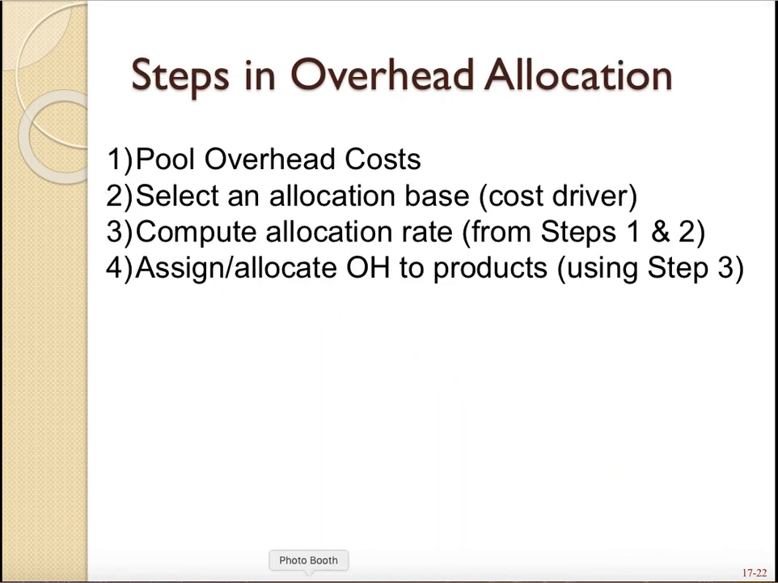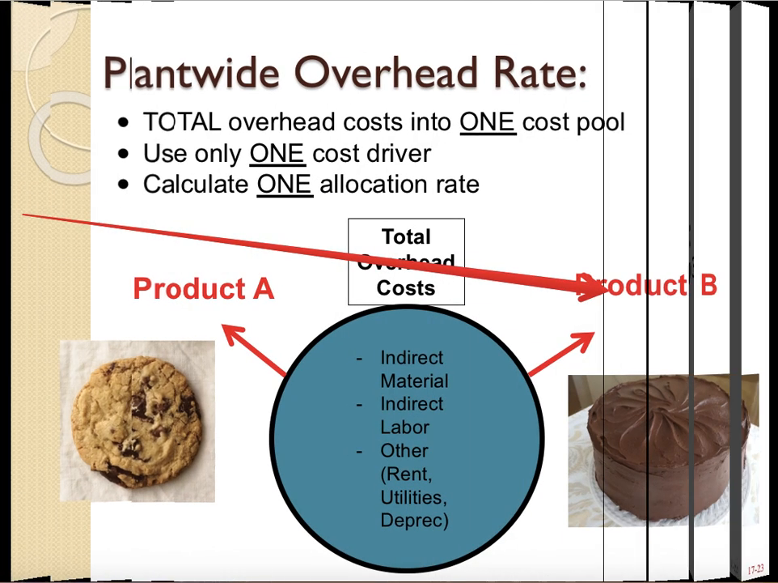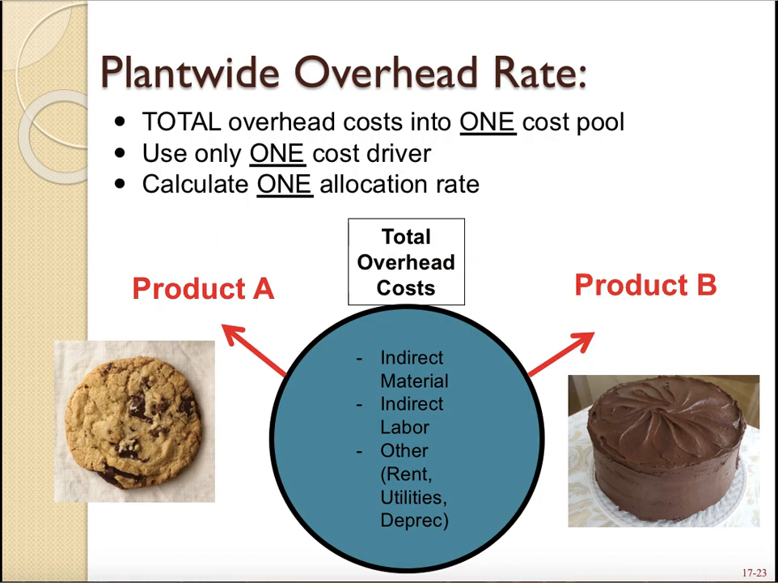All right, now we are moving on to step 4, which is to assign or allocate overhead to products. And in order to do that, we need the rate that we calculated in step 3. So where we are in the process of this overhead allocation is, we pulled our costs. We figured out our activity base or cost driver, which was direct labor hours. We calculated our allocation rate, which tells us the relationship between the cost driver and the costs. And now we're allocating, meaning we're going to say how much overhead goes into product A and how much overhead goes into product B.